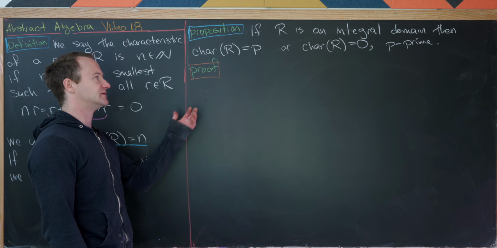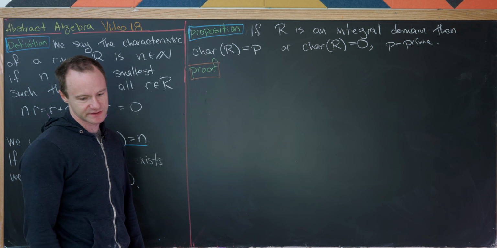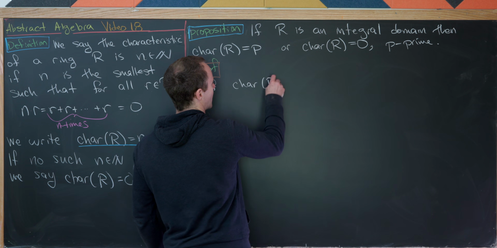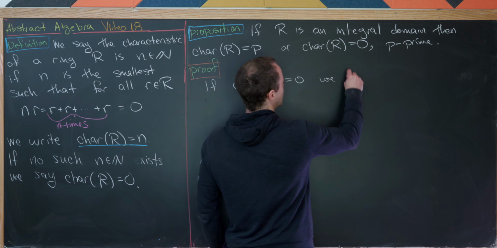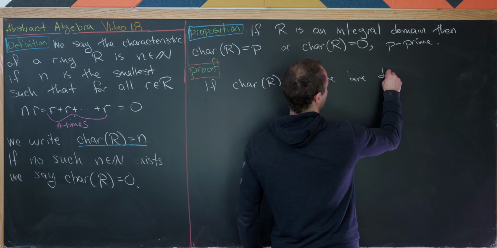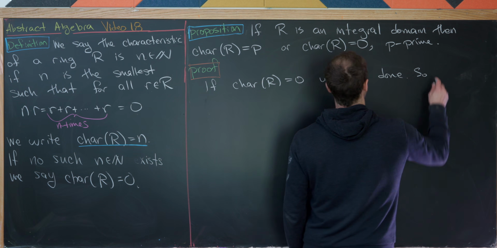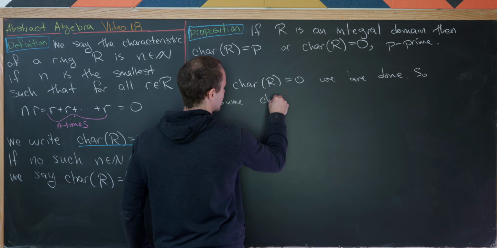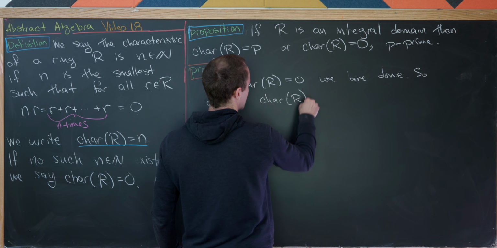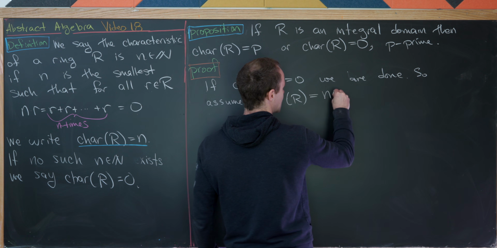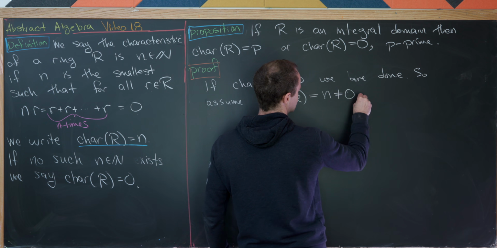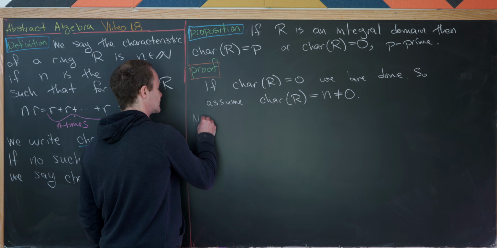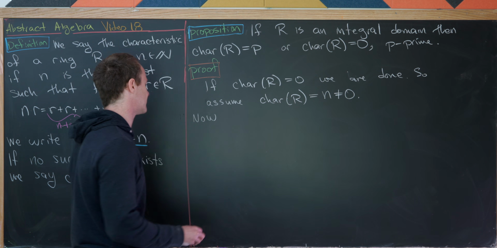Okay, so they have 0 characteristic or prime characteristic. So let's maybe note that if the characteristic of R is 0, we are done. In other words, we don't have to continue. So let's assume that the characteristic of R is equal to n, which is not equal to 0, so it's actually a natural number. And now we'll try to factor n and show that we essentially can't factor it.